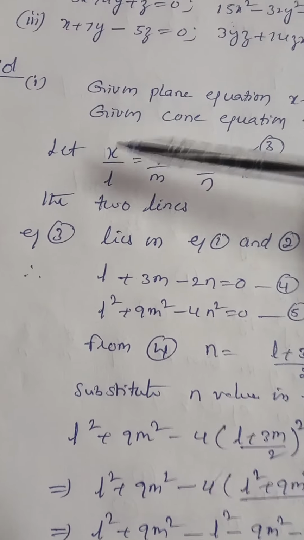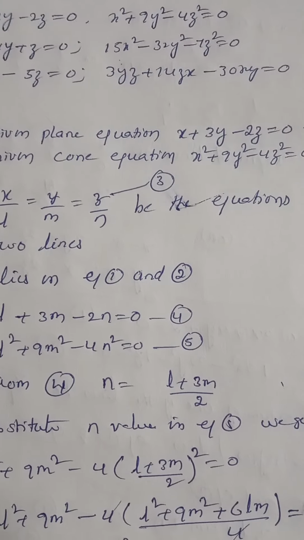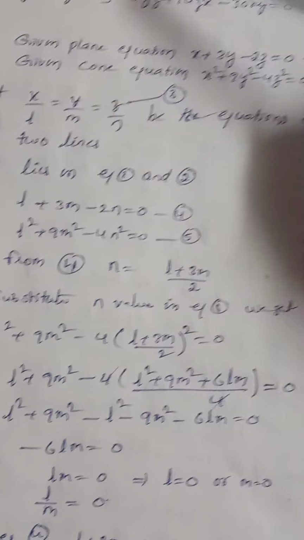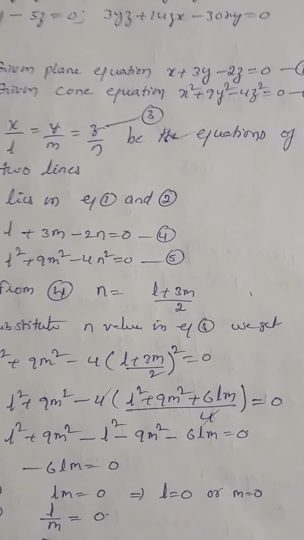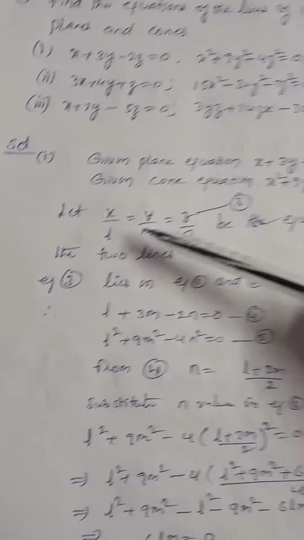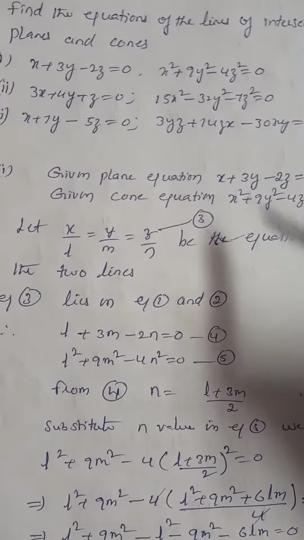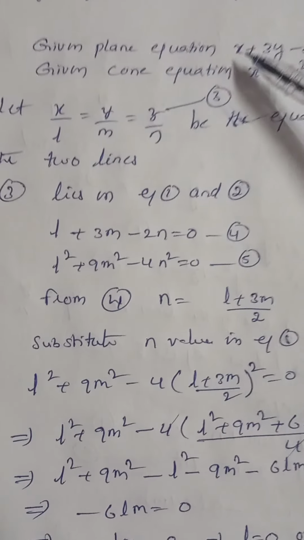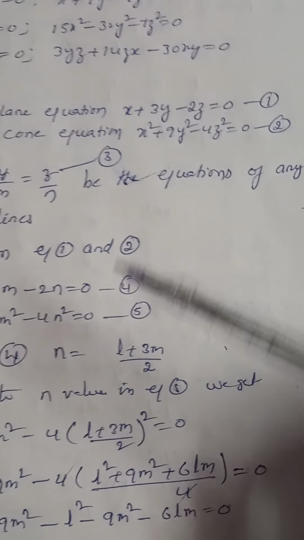Let one of the lines always be, by this procedure, x by L is equal to y by m is equal to z by n, be one of the equations of the 2 lines. Now this is a line which is common to the plane and the cone. That means this line lies on the plane and the cone. That means x value L, y value m, z value n satisfies the given equations. Now from 1 and 2, in the place of x we are substituting L, in the place of y we are substituting m, in the place of z we are substituting n.